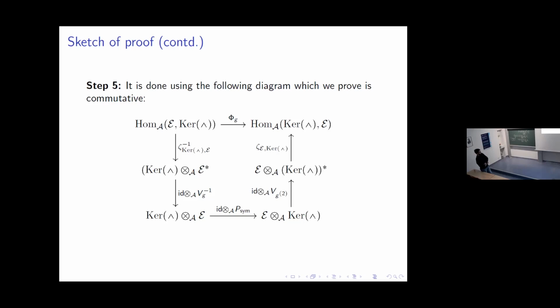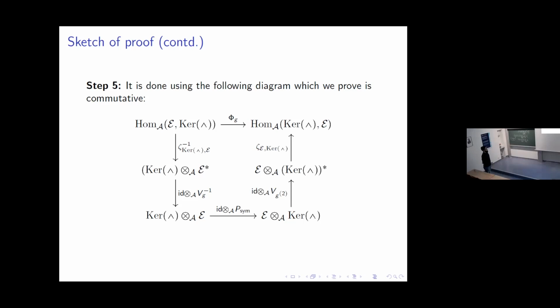So isomorphism of this leg uses bilinearity. This one, and this one, they are always isomorphisms. We have a proof that this is a commutative diagram. So isomorphism of this implies isomorphism of this one, this being the restricted map.